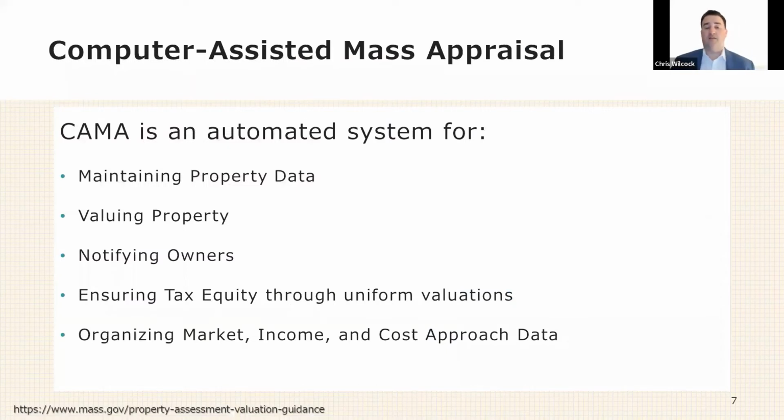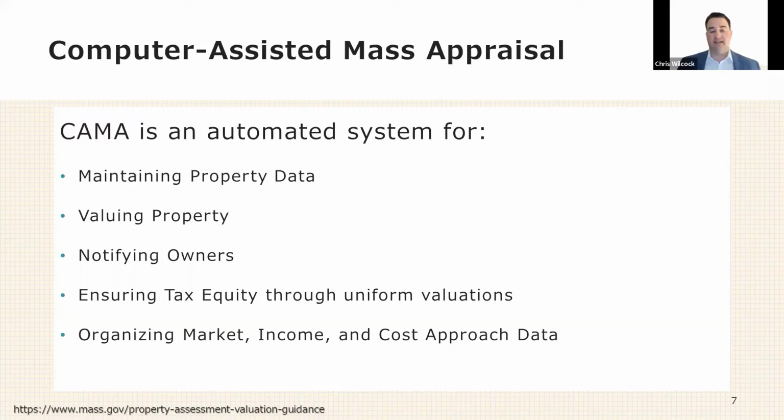A CAMA system, it stands for Computer Assisted Mass Appraisal. So mass appraisal, basically, when you have all of that in a computer system, you maintain property data. You use it to value property. You use it to notify owners or send bills or prepare mailing lists for abutters and other purposes. And the key thing is you're ensuring equity through uniform valuations.